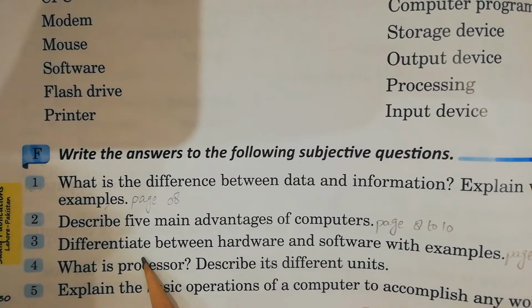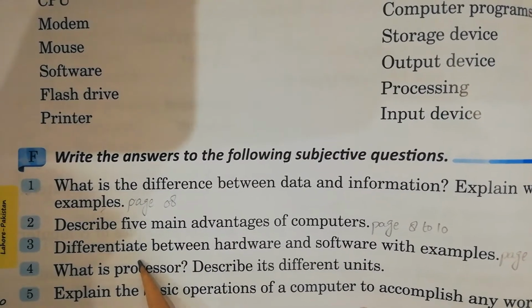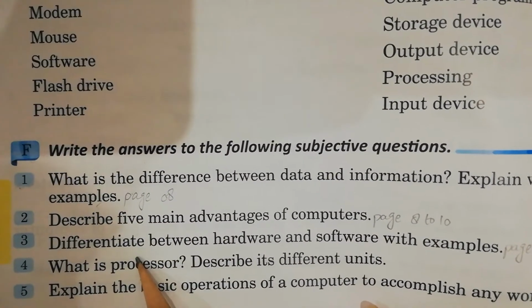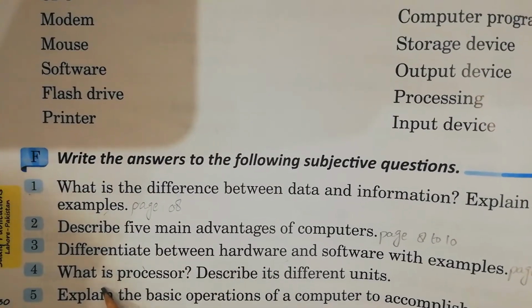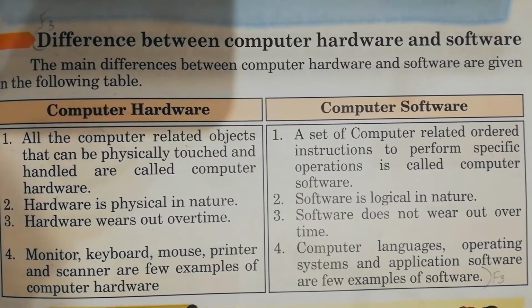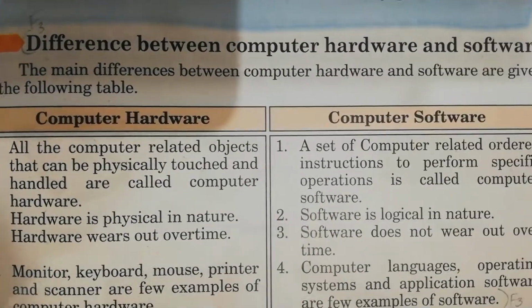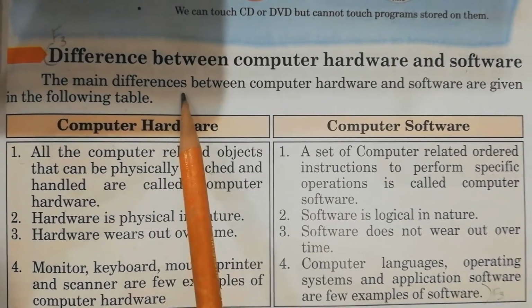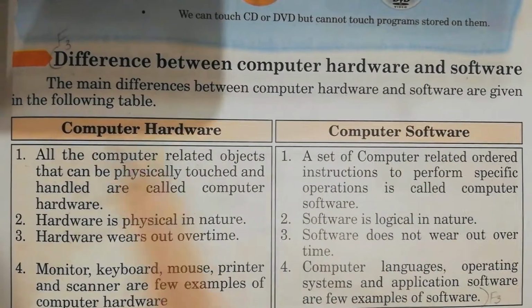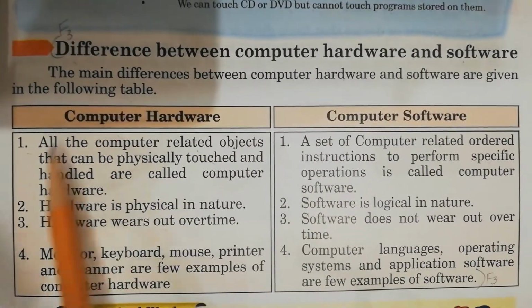Now we are going to revise the subjective question, exercise F. Question number 3. Differentiate between hardware and software with examples. Its answer is on page number 13. Difference between computer hardware and software. The main differences between computer hardware and software are given in the following table.